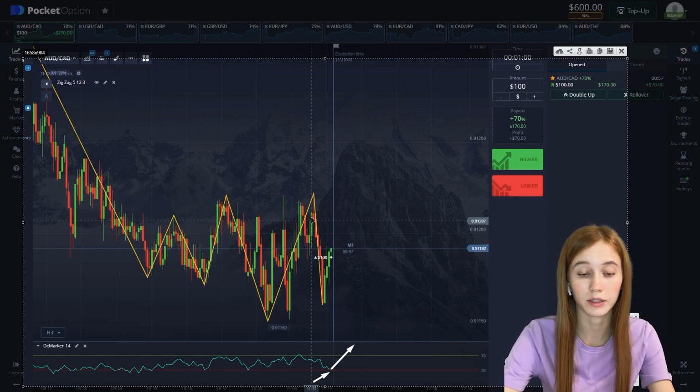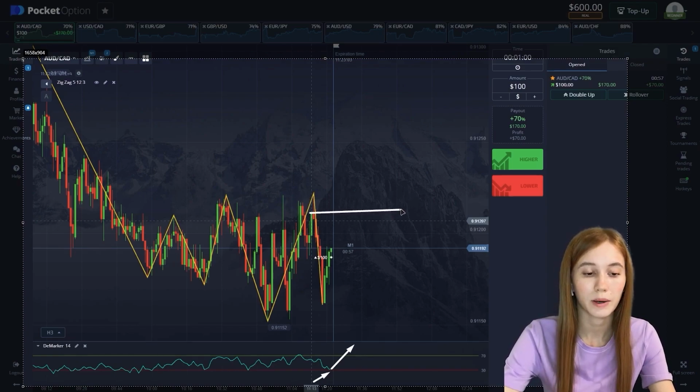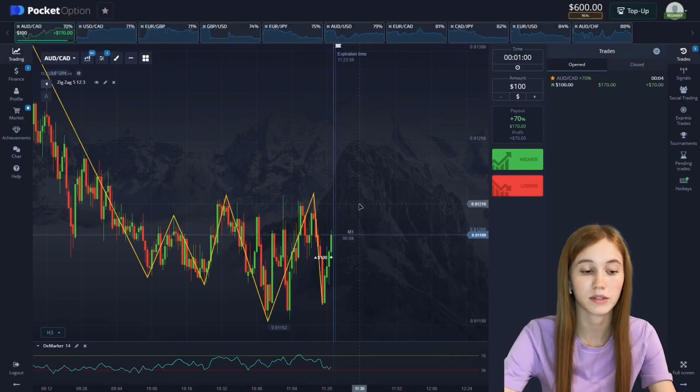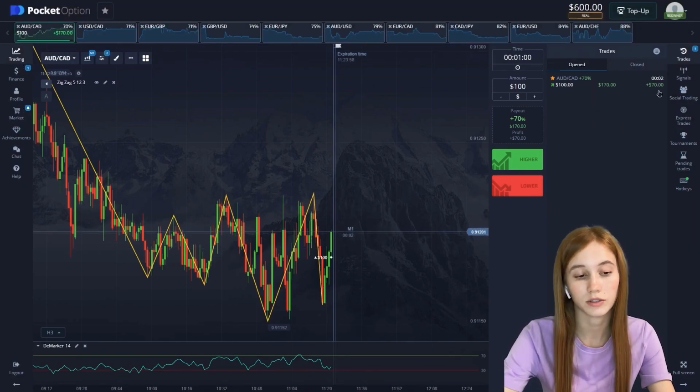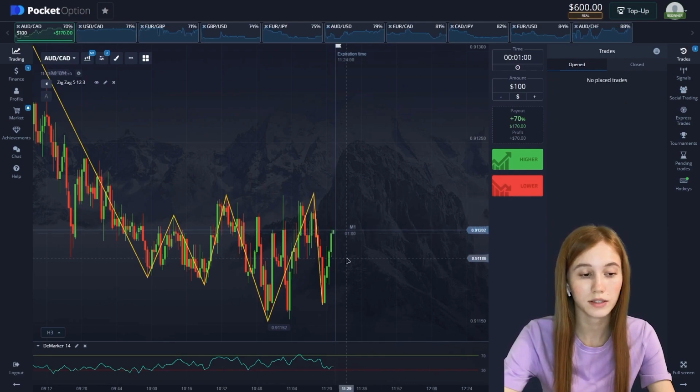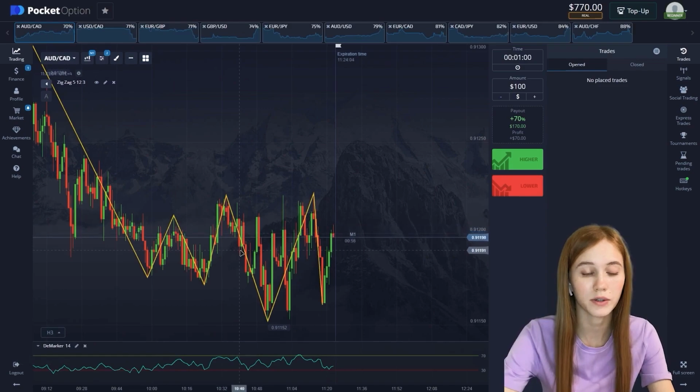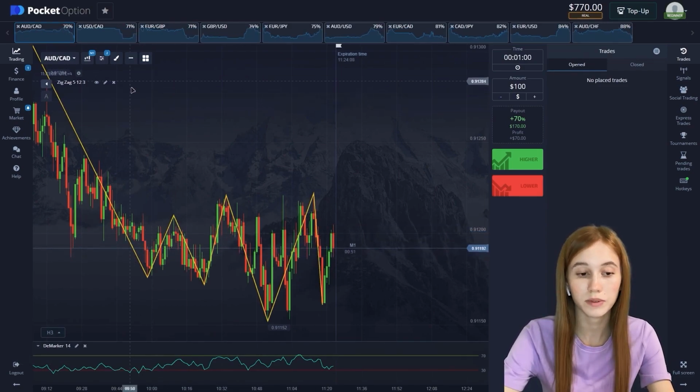We can highlight here by zigzag, but this is a more general picture. Here we will highlight resistance and support levels, so we will also now move towards the resistance level, perhaps with minor adjustments. Let's watch the situation. 2 seconds and yeah, profit is $70. Pretty good. At the moment the balance is $770 and let's move on to the next currency pair.